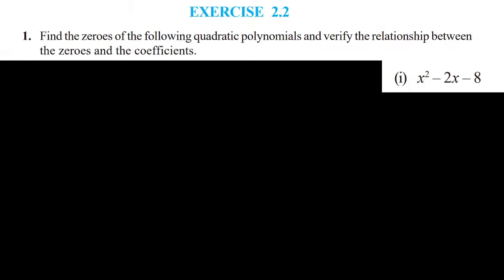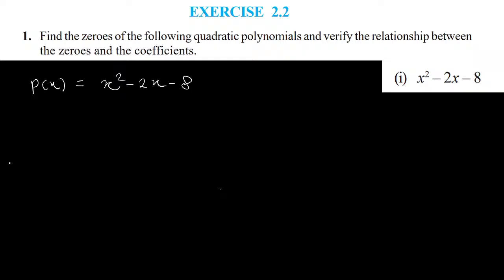Let's go ahead. Exercise 2.2, and the first question. What is said in it? Find the zeros of the following quadratic polynomial. What is the quadratic polynomial given here? p of x is x square minus 2x minus 8. The first thing asked over here is to find the zeros. What do we do to find the zeros? Just think.